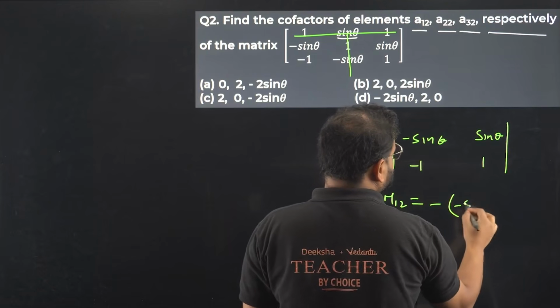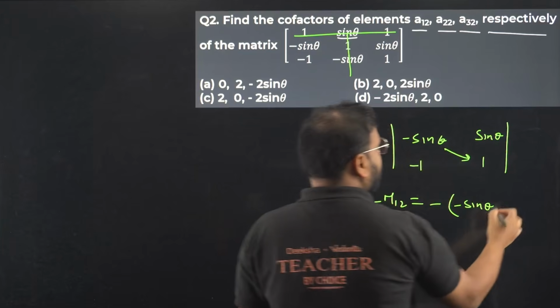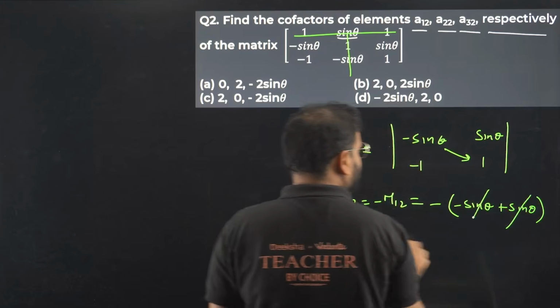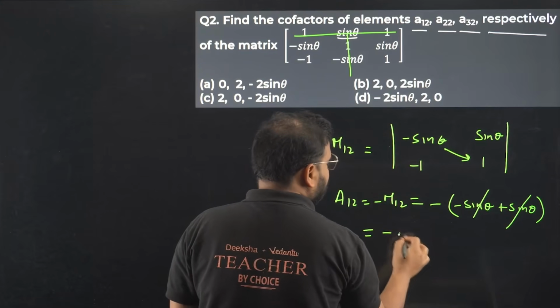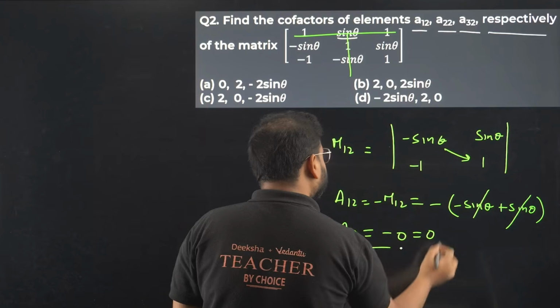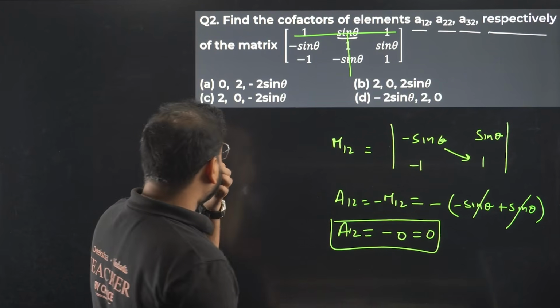Now find this value, minus of what? I am getting here minus sine theta. Okay, 1 into this is minus sine theta, and for this we'll get plus, right? Oh, this is going to be 0. Cancel. What is the answer? Simply minus 0. How much is that? 0. So my value is A12 equals 0. Check this out. The cofactor is 0 for only one option like this.